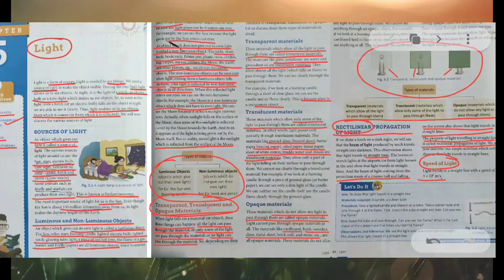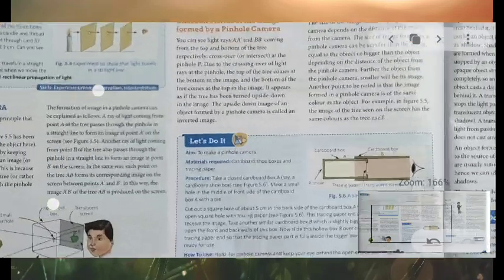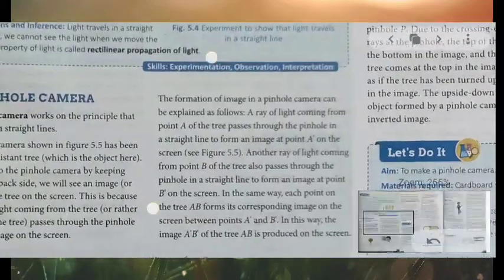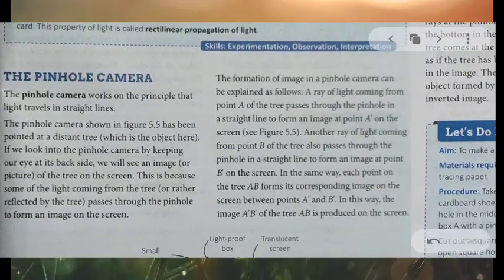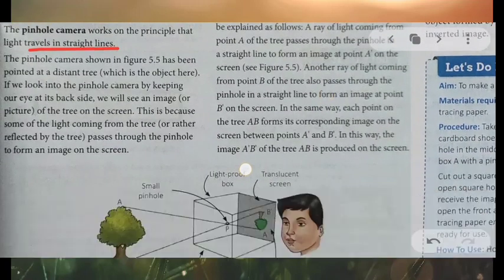Now let us move to the next topic, that is pinhole camera. Let us see what a pinhole camera is. The pinhole camera works on the principle that light travels in a straight line. Just now we have studied that light travels in a straight line, and the pinhole camera works on the same principle. The pinhole camera shown in figure 5.5 has been pointed at a distant tree. Here a tree can be seen with the help of the pinhole camera.